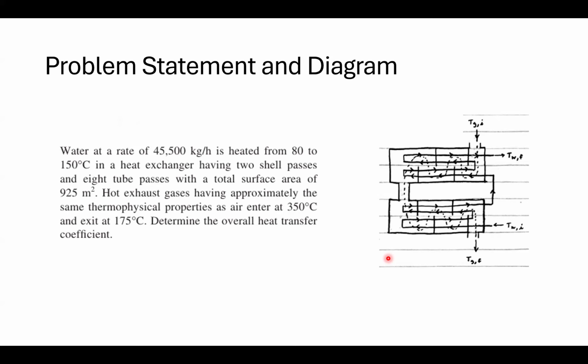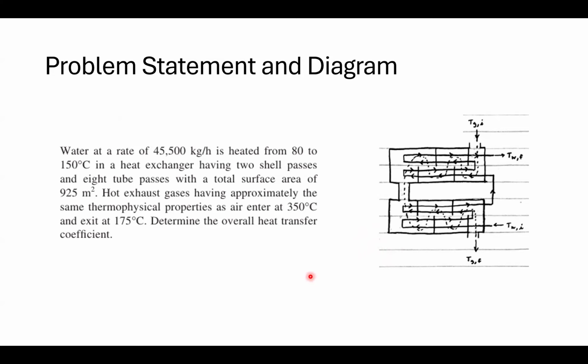Water is being fed through this heat exchanger at a rate of 45,500 kilograms per hour. We should note that we need to convert that to kilograms per second when we do any math in our problem. And this water that's passing through the heat exchanger is heated from 80 to 150 degrees Celsius. We should also note that the total surface area of this heat exchanger is 925 square meters.